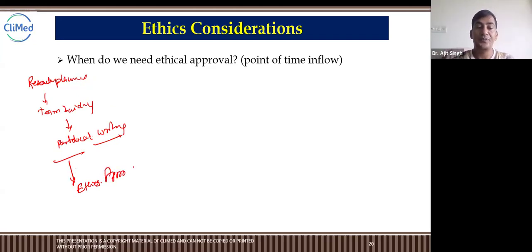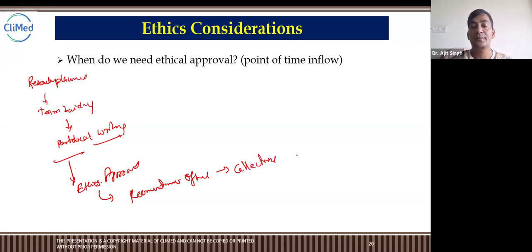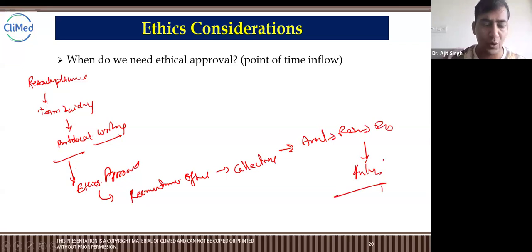After ethics approval only, we can go for the further steps. And what are the further steps? Recruitment of the patient, collection of data, and then analyzing results, interpretation, publication, presentation, reporting. These come at the end. So this is the flow of the entire clinical research and our entire clinical trial conduction.